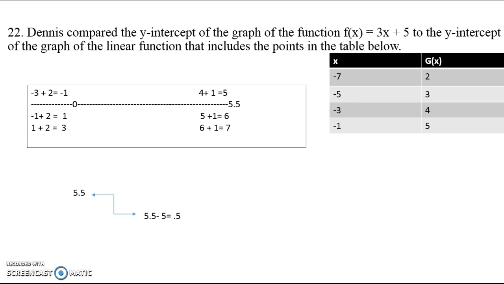And all we needed to know was to get to 0 for the x. We knew that the y-intercept of the function was 5, so we needed to know the y-intercept of the graph of the linear function that includes the points in the table below. I found the middle points for -1 and 1, which is 0, and for 5 and 6, which is 5.5. We didn't need the 0, so I brought down the 5.5 and subtracted it from the 5 from the function f of x equals 3x plus 5. And I got 0.5.